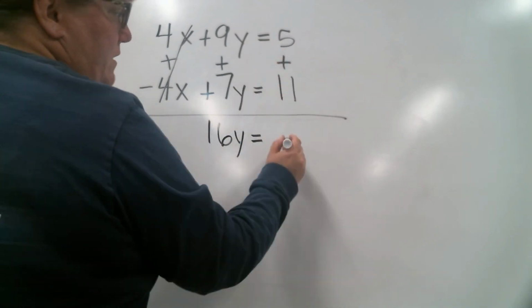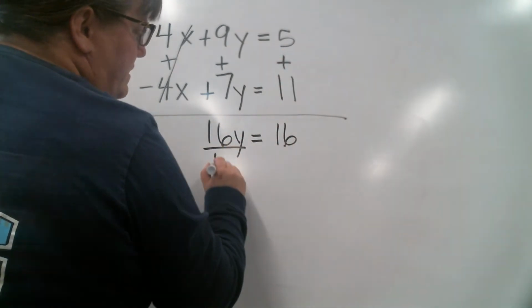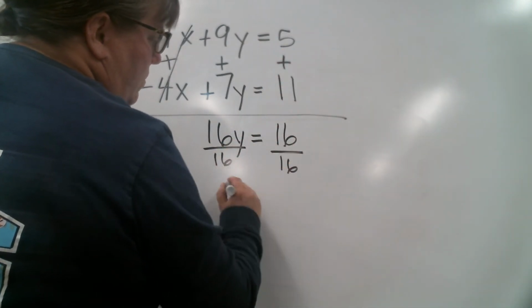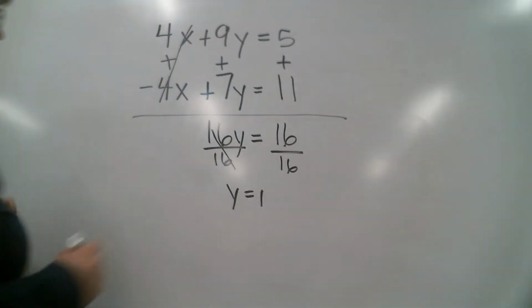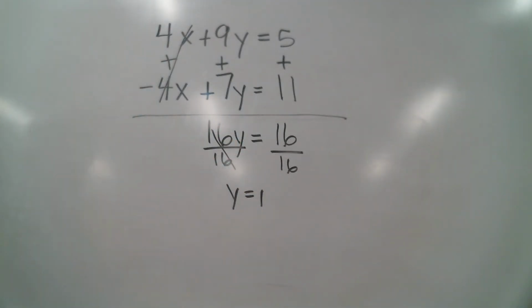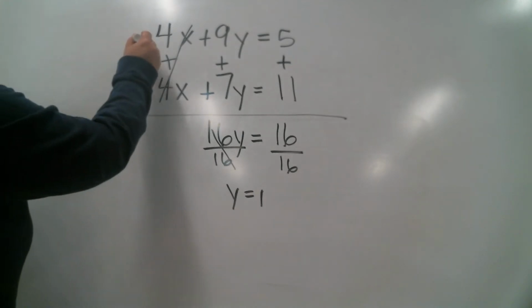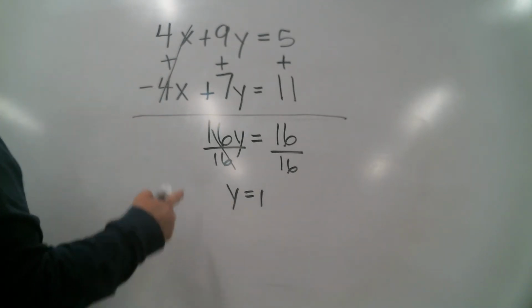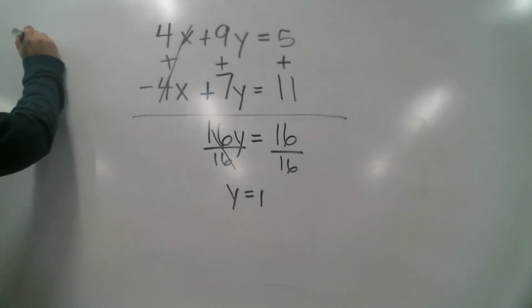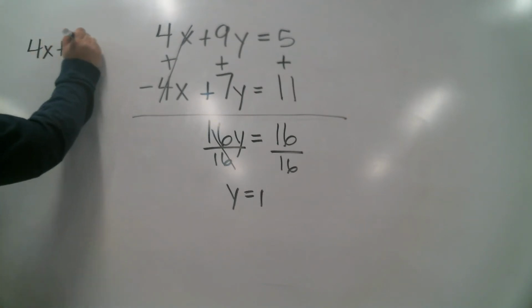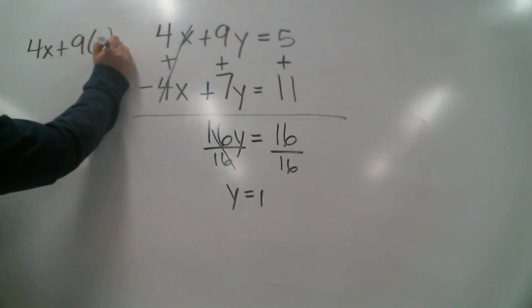And then 5 plus 11, which is 16. And when I divide by 16, I just get y equals 1. Okay? And then I need to go back, and I'm going to just go back and choose my first one, put in a 1 for y. So I've got 4x plus 9 times 1 equals 5.